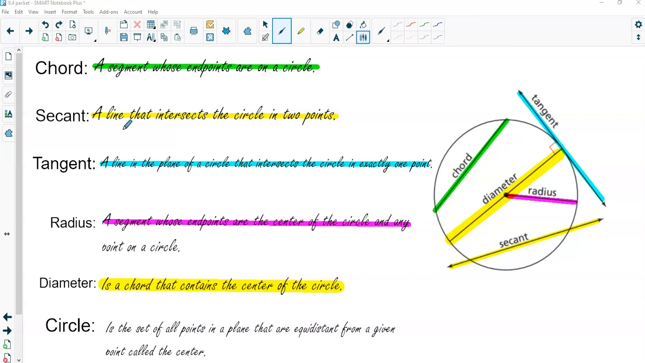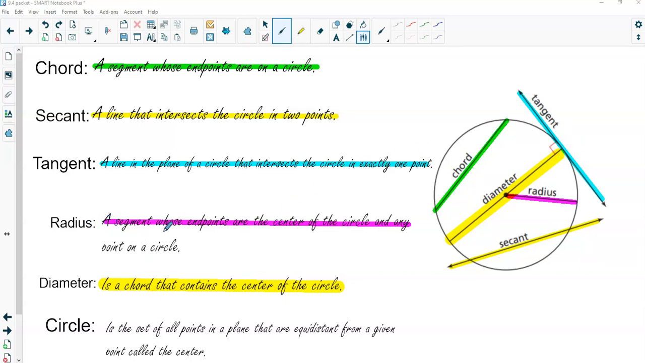What is a secant? A secant is a line that intersects the circle in 2 points. So if you have a line that touches the circle in 2 points, you have a secant. A tangent is a line in the plane of a circle that intersects the circle in exactly 1 point. In this case, the tangent intersects the circle at this point right here. Notice that the diameter or any radius is perpendicular to that tangent line.